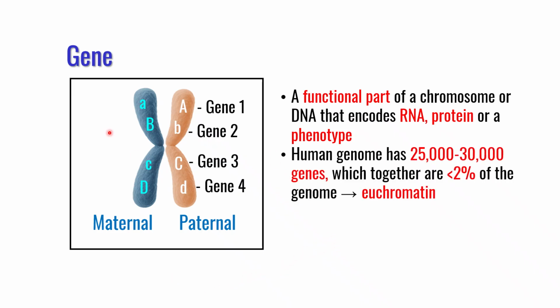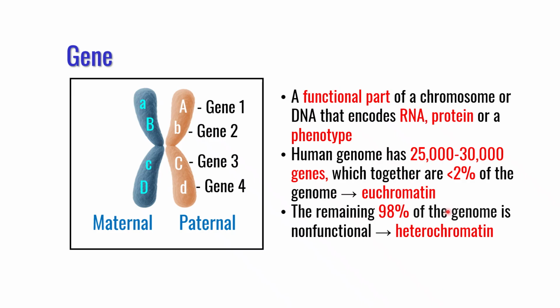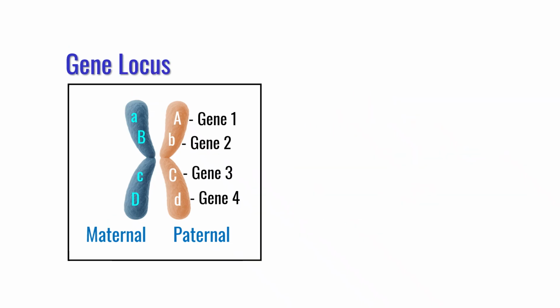How many genes are there in the human genome? There are 25 to 30,000 genes total in the human genome, which together make up less than 2% of the human genome, which is called euchromatin. The remaining 98% of the human genome is non-functional and called heterochromatin.